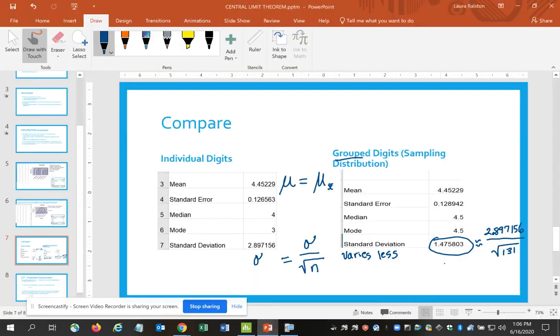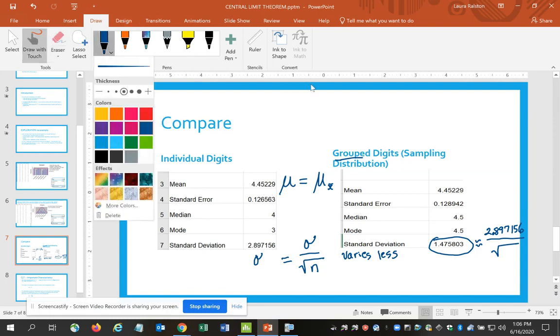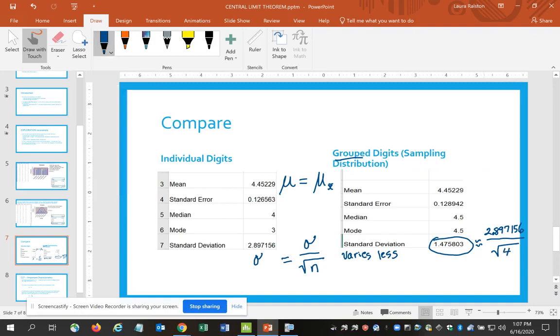Okay, so if we go back and look, sorry about that, my fault. This should be by my group size, which was 4. I get 1.44. So in estimation, this would be 1.44. So I am a little bit off, but again, there is that relationship there. And again, I made a slight mistake.